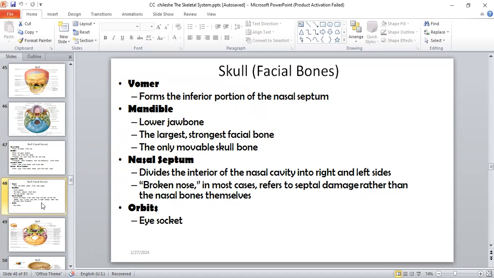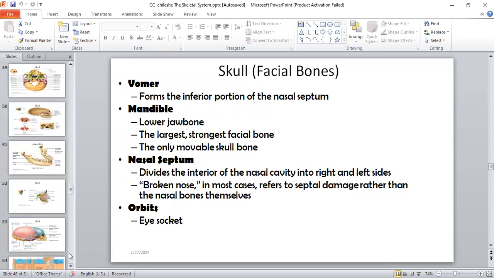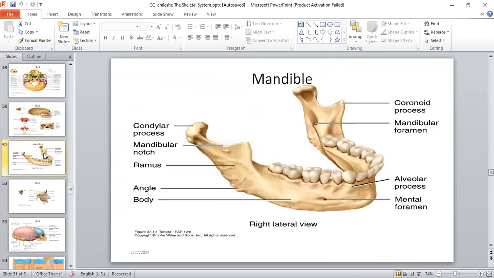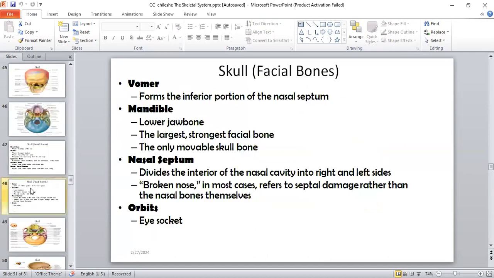The lower jaw is also known as the mandible. This one here is our lower jaw. So that is the other bone of the face.